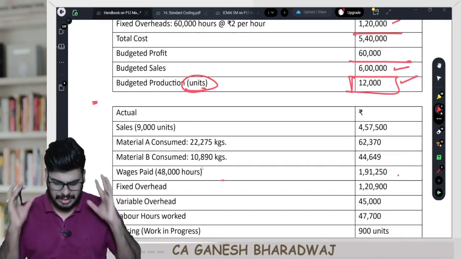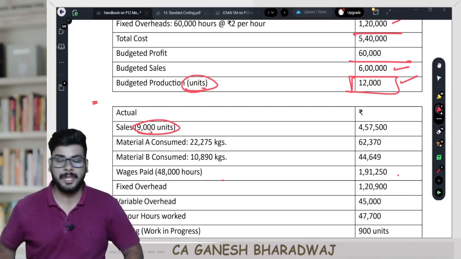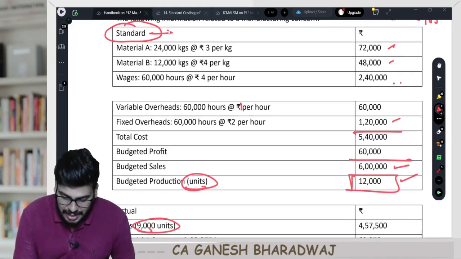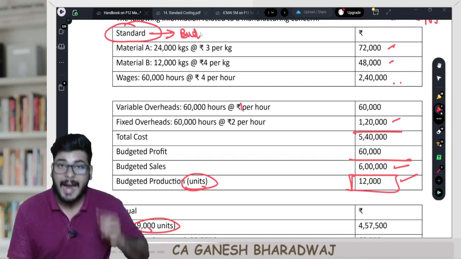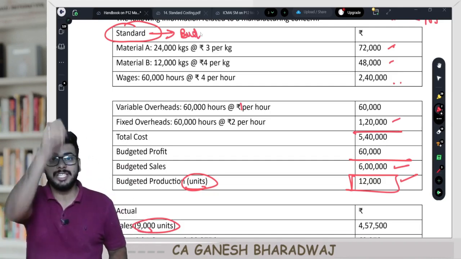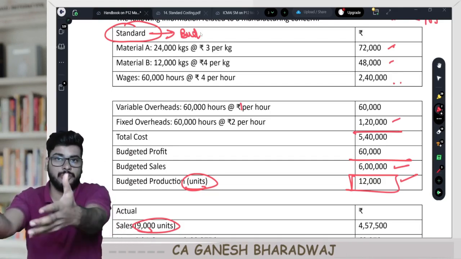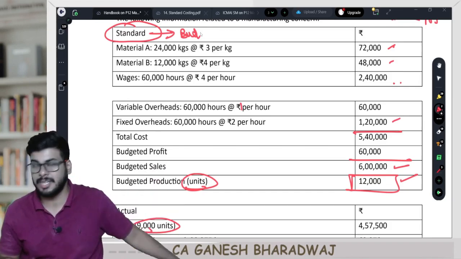Now look at this. Actual units sold is 9,000. Wait, immediately what you can conclude? Basically, the word they have used, standard, is actually not standard, it is budget. Why? Had it been standard data, this would have been for the actual production. For you to actually produce and sell 9,000 units, what should have been the cost you should have incurred? That's how it should have been, right?